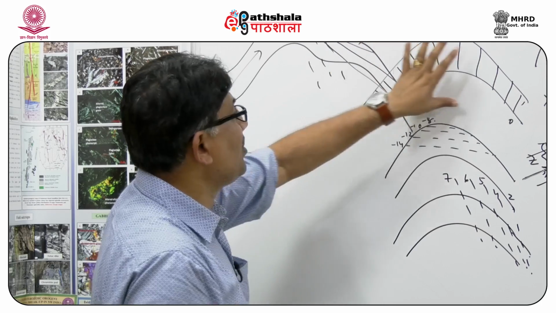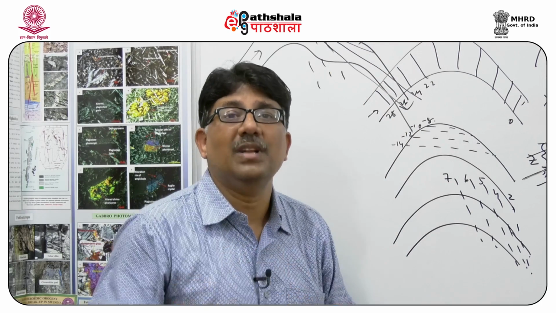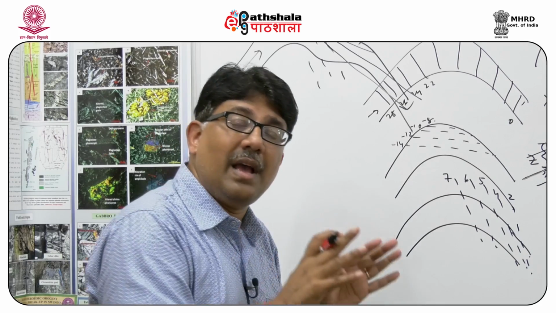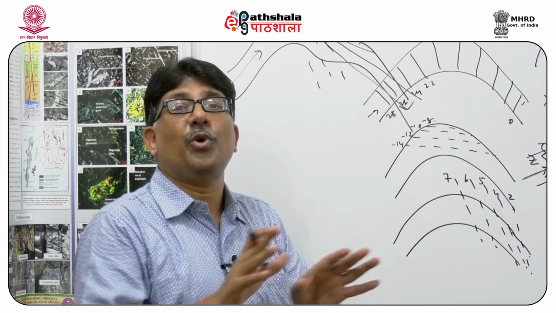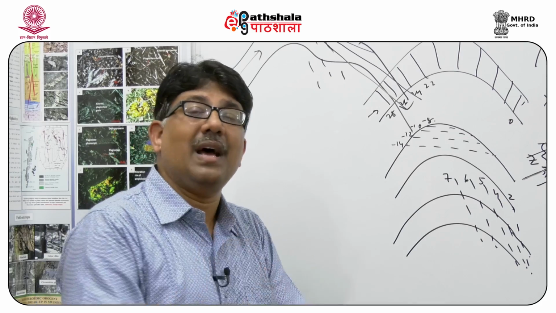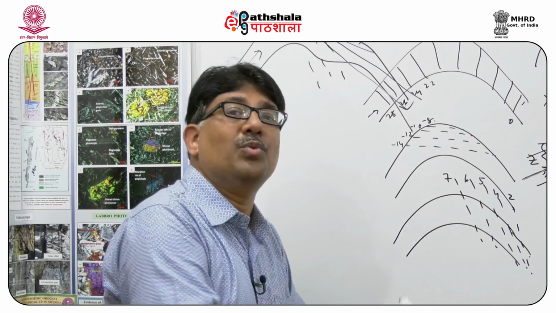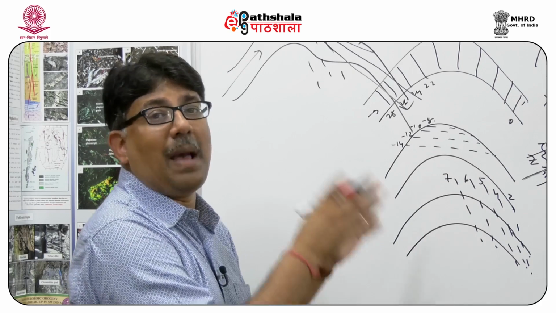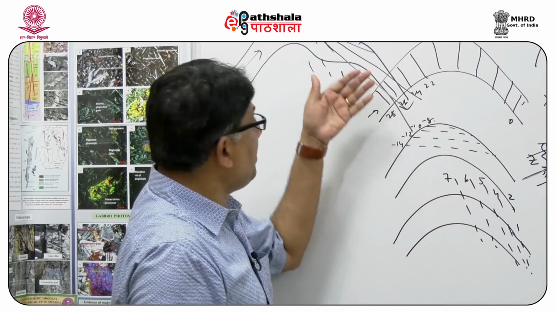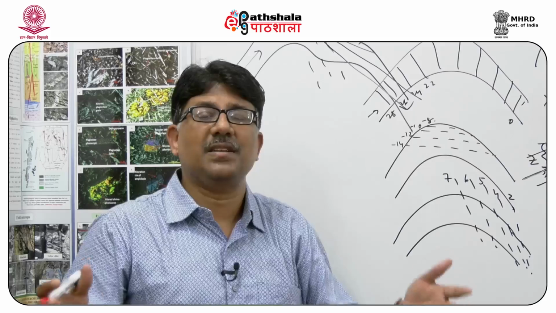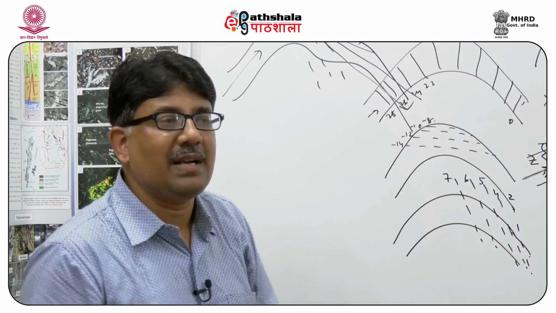So that basically talks about how the hydrodynamic system is very important for the hydrocarbon trap and its location within the trap, whether we will expect the occurrence of hydrocarbon in the trap or we do not expect that in the trap. Now based on this, the hydrocarbon basins have been classified into three types.